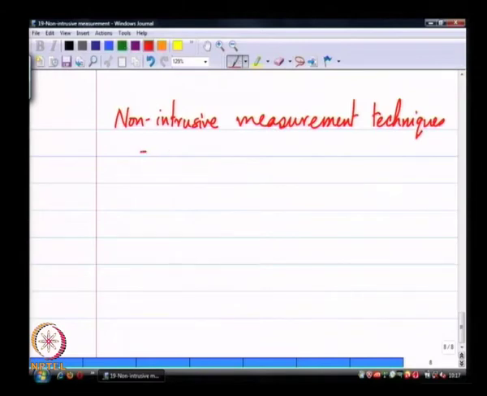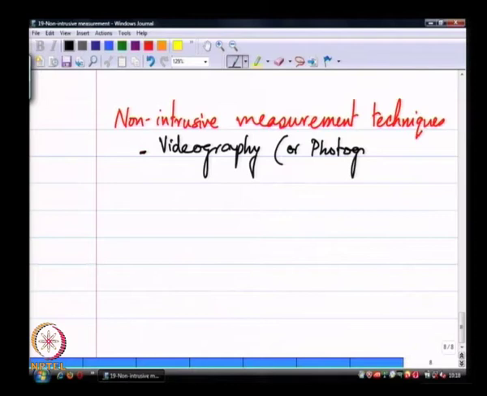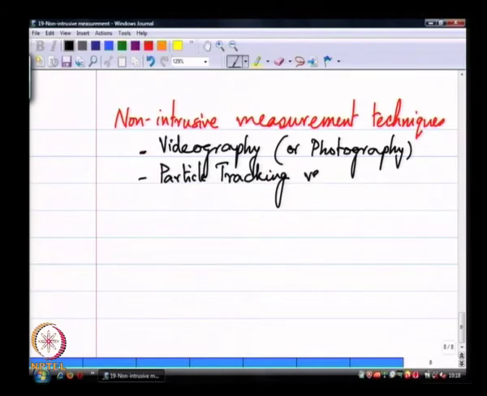We've already looked at a couple of different non-intrusive measurements. We looked at videography, or photography in a more specific sense. We looked at particle tracking velocimetry, as well as particle imaging velocimetry.